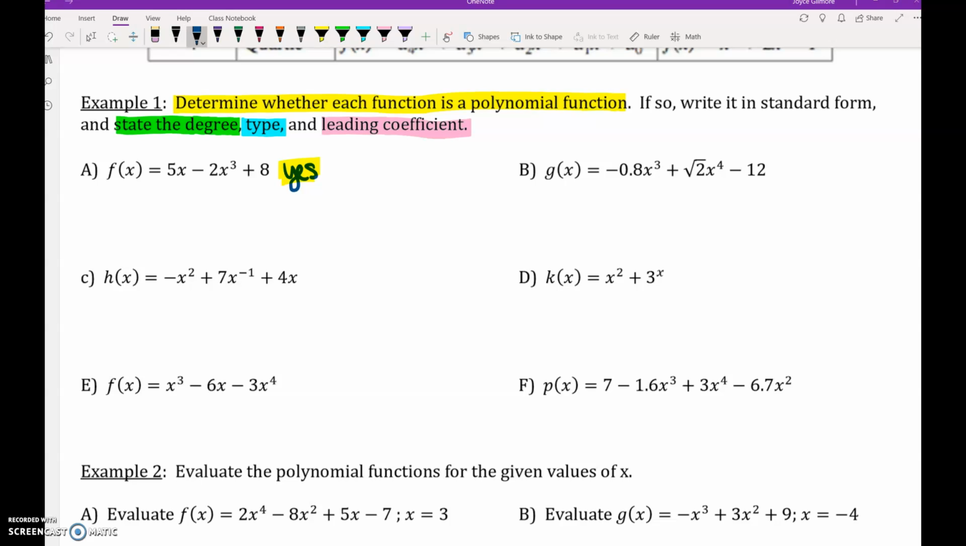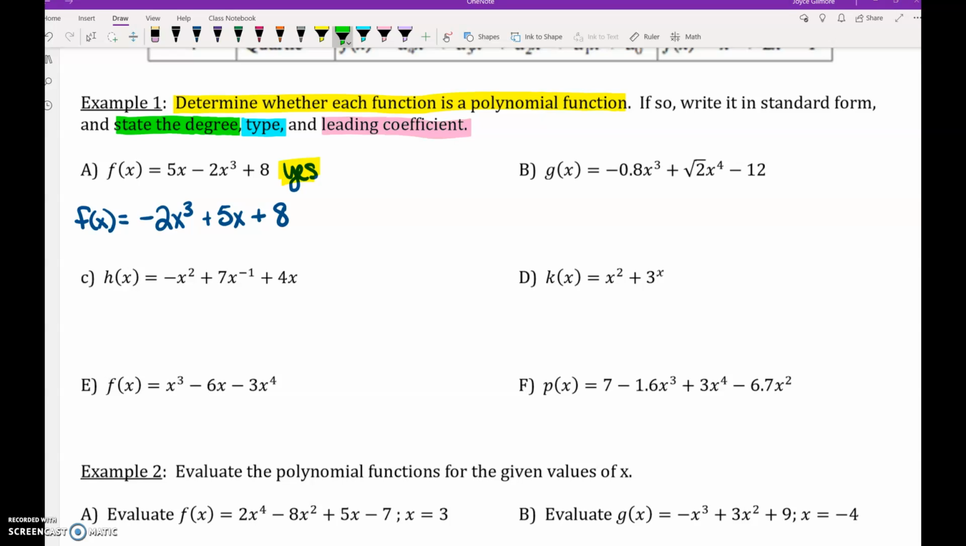Next, we need to write it in standard form. So start with your f of x. Which term has the largest exponent? -2x cubed, that's our first term. Then we'd look for x squared. We don't have an x squared. Then we'd look for an x, so plus 5x. And then the number is always the last one. That's it? Yep, write it in standard form. Just put it in order from largest exponent to smallest exponent.